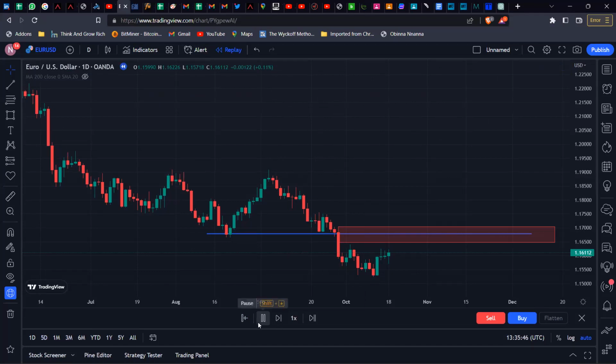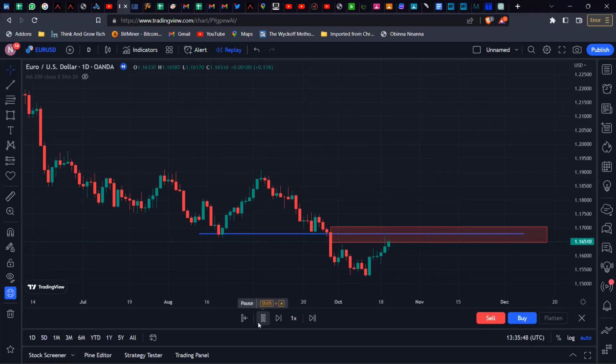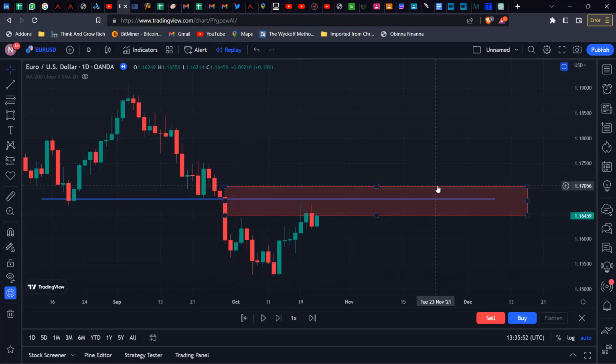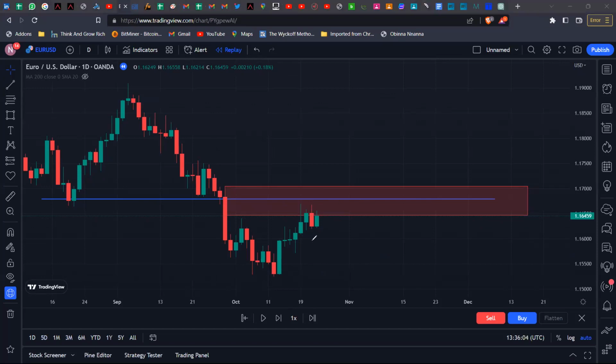So now price is making its way back to our region. And what are we looking for? Well, we're looking for confirmation, right? Somebody would say, well, you can see a bearish engulfing candle here. And you won't be wrong if you consider that a bearish engulfing candle. And then somebody might decide, okay, that's a reason for me to sell, right?